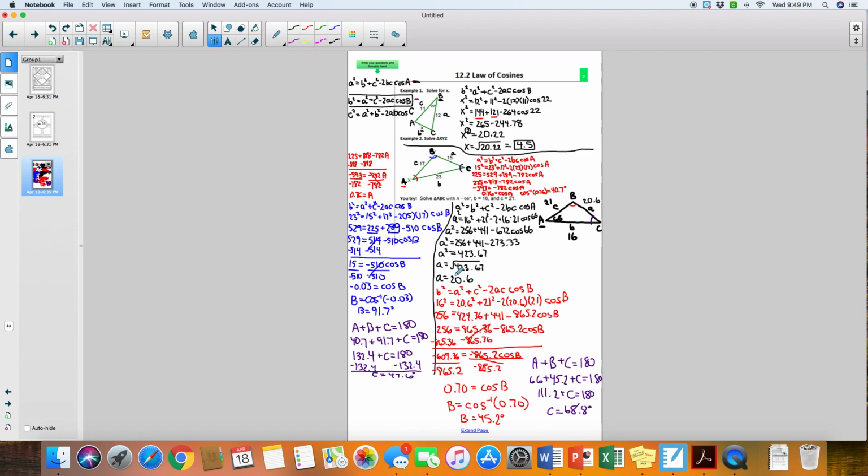So I have found small a, big B, and little c. Usually whenever you have to solve a triangle, you're going to have at most three missing pieces. Sometimes you may have two, sometimes you may have one to find, but the majority of the time if they say solve the triangle, you'll have three pieces of information to find.